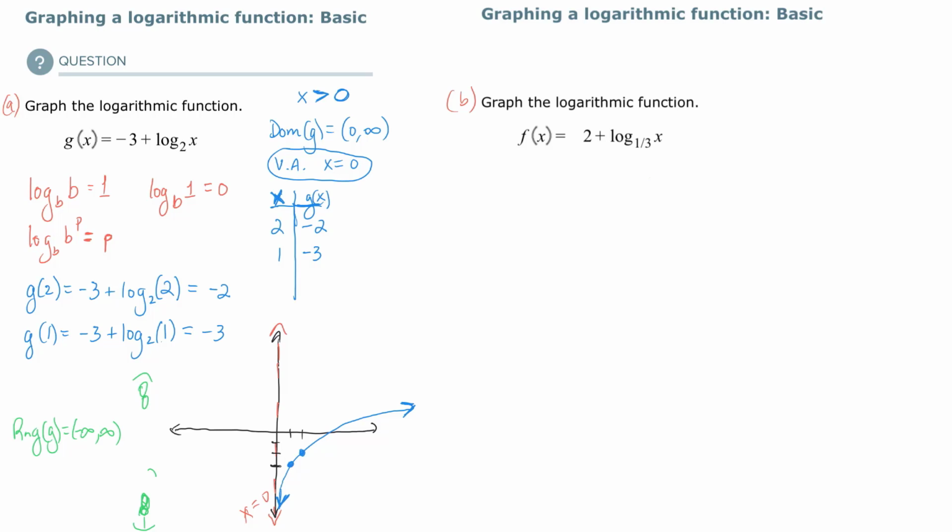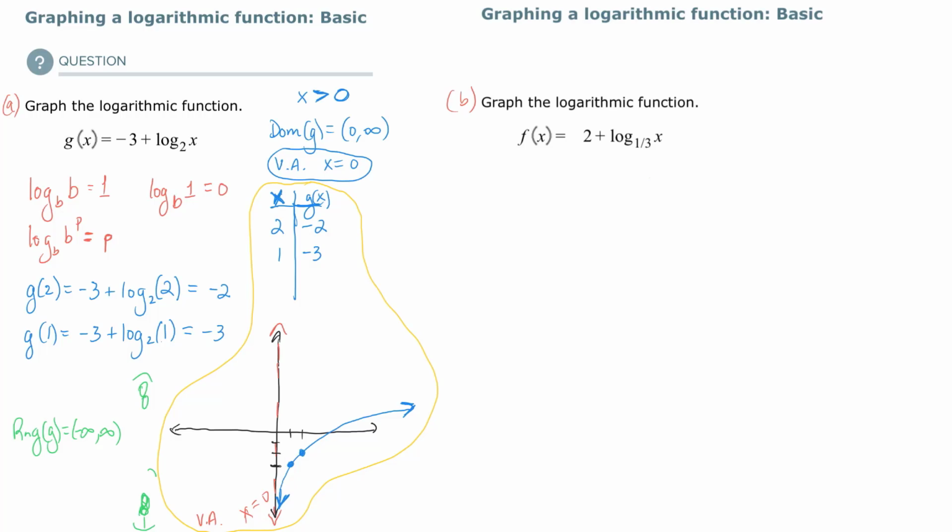It does say it's a graph. So our final answer is all your labels. Your vertical asymptote has to be labeled as well. Vertical asymptote is x equals 0, and then your ordered pairs have to be labeled, and then your graph has to be labeled. So there's your final answer. Let's look at part B. Let's graph the function f of x.